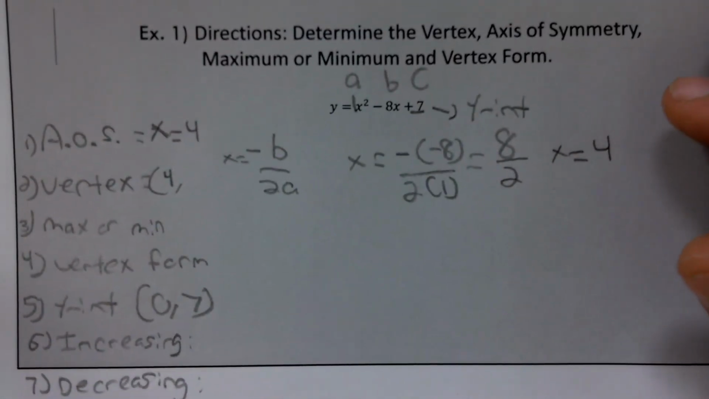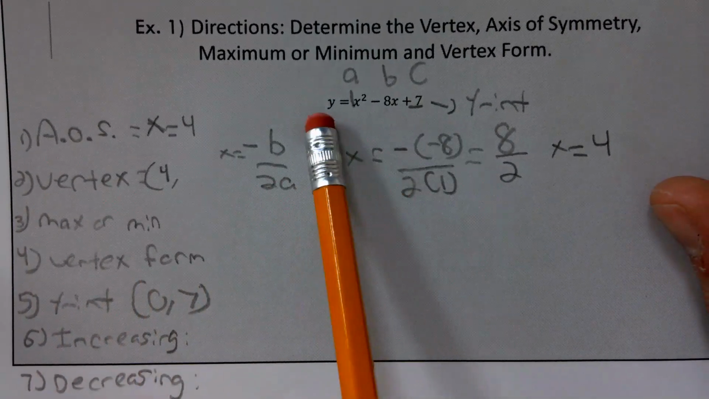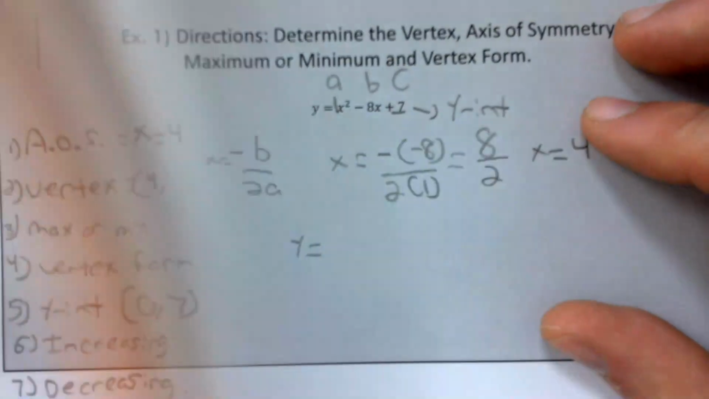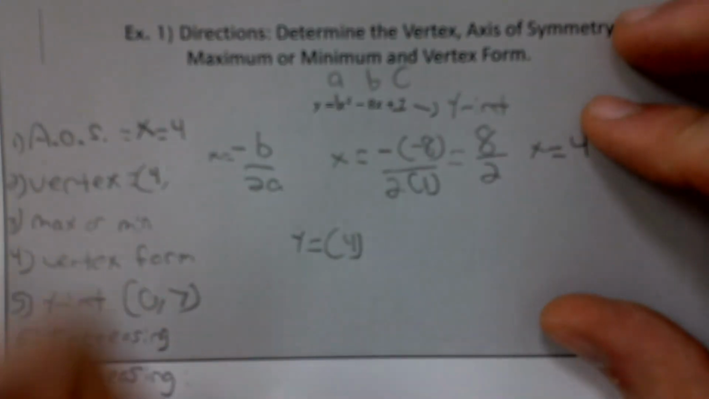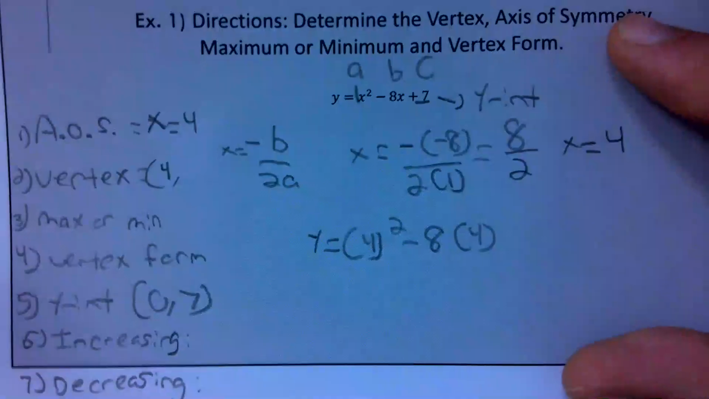Now I need to plug back in and I need to find the y value. So think about it. If I have an x and I need to get y, I just plug x in. So I go back to this equation. I write y equals, instead of x, I'm going to put parentheses. I'm going to put 4 squared minus 8. Instead of x again, I'm going to open a 4 in parentheses plus 7.